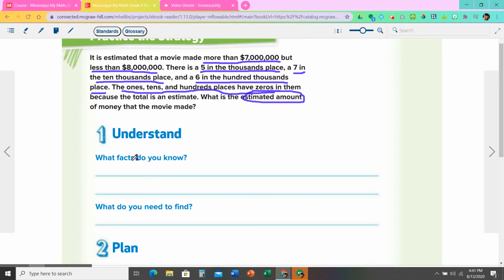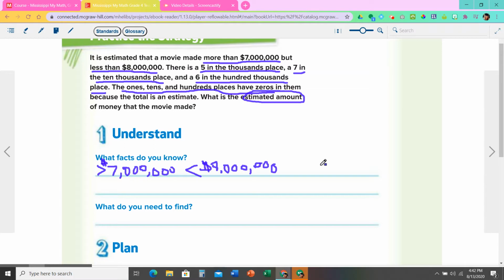So now, what facts do we know? We know that the movie made more than, so greater than $7 million. And I forgot my dollar sign, but you can put it on yours. We know that the movie made less than $8 million. Again, my handwriting is not the best on here, so I do apologize.